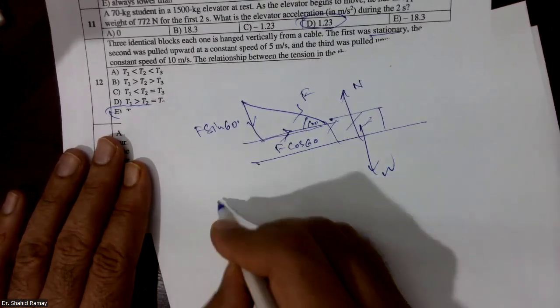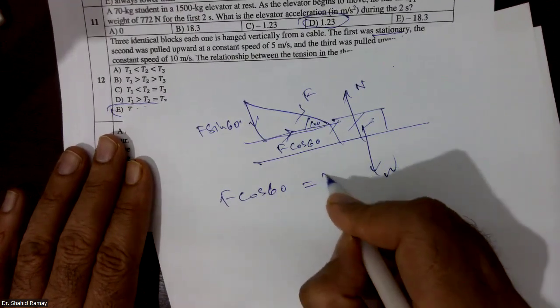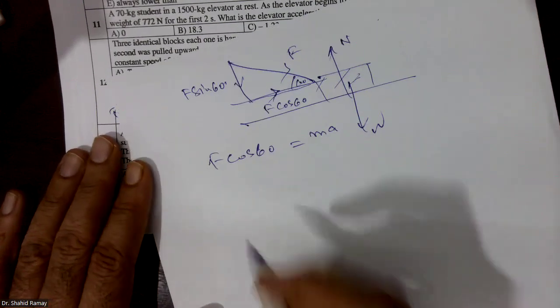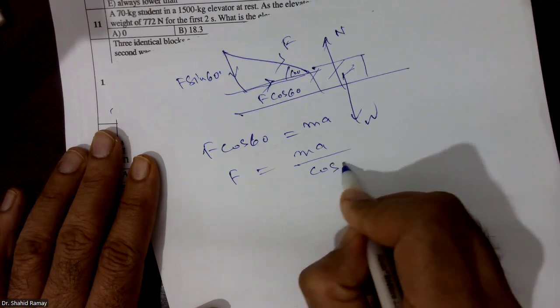So how can we find it? F cos 60 is equal to the net force. Net force is MA. So to find the F value, F is equal to MA divided by cos 60.